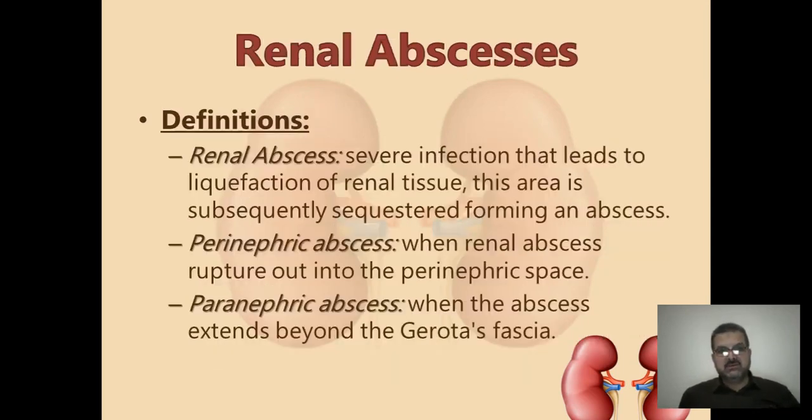Renal abscess is also an infection; acute infection usually leads to it with incomplete or inappropriate treatment. With inappropriate treatment, it can lead to formation of abscess, especially in immunocompromised patients. Here, a renal abscess is in the parenchyma, a perinephric abscess is within the Gerota fascia, and a paranephric abscess is when the abscess extends beyond the Gerota fascia.